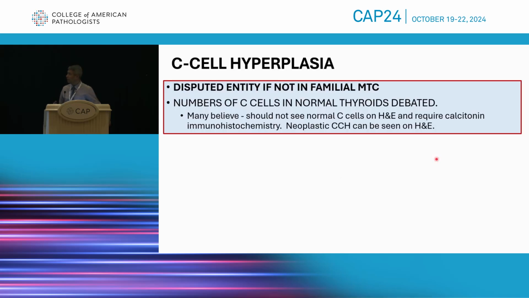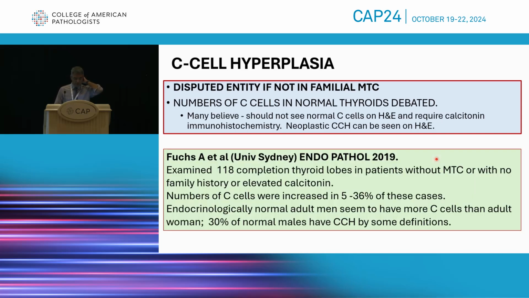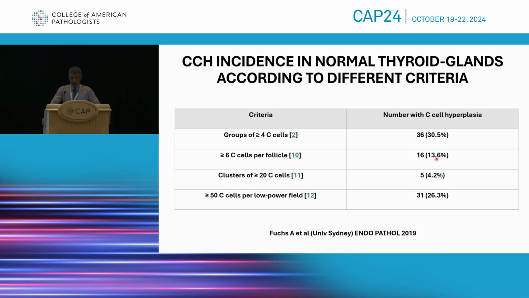Now, when you're looking at C-cell hyperplasia, we basically drank the Kool-Aid on this, and we said, okay, anything that looks multifocal, by whatever criteria we're using, and there are a lot of criteria, was noted as C-cell hyperplasia. But I think it's now very, very debated, because this is one of my favorite articles, published in 2019. They looked at 118 completion thyroidectomies, patients with no medullary thyroid carcinoma, no elevated calcitonin, and no family histories. When they counted the number of C cells, it was between 5 and 36% based upon these criteria. So there are many, many criteria available.